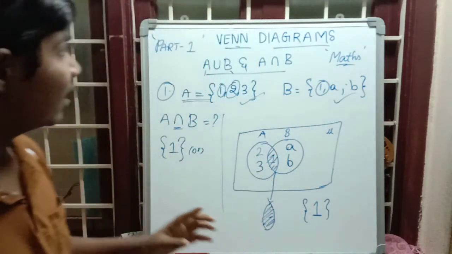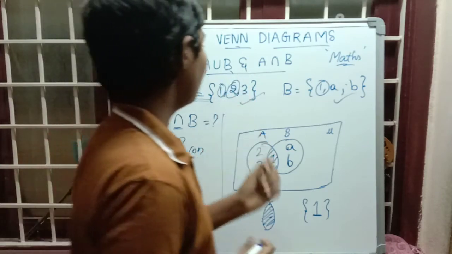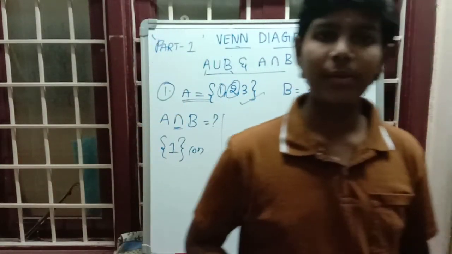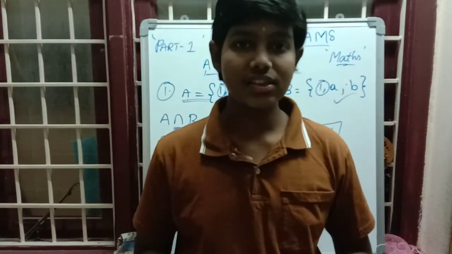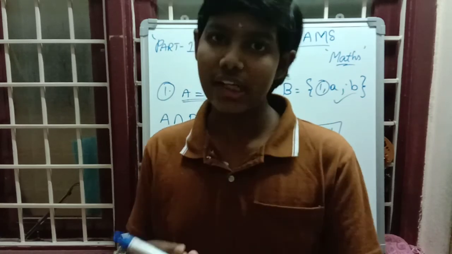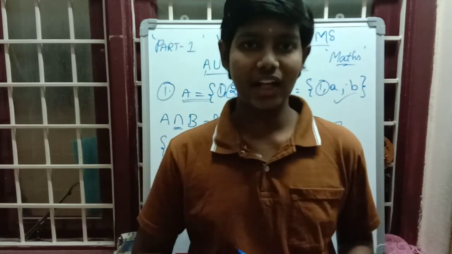Okay, this is the explanation of Venn diagrams part 1: A union B, A intersection B. In further videos we will discuss part 2 and examples. More examples we will be seeing of how to do Venn diagrams. Thank you.